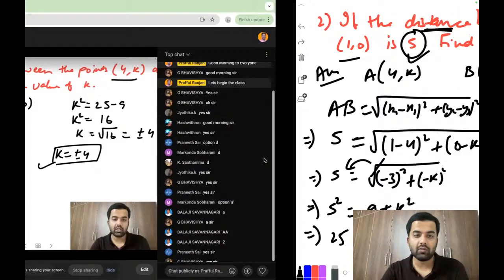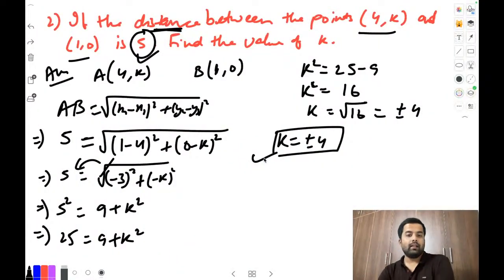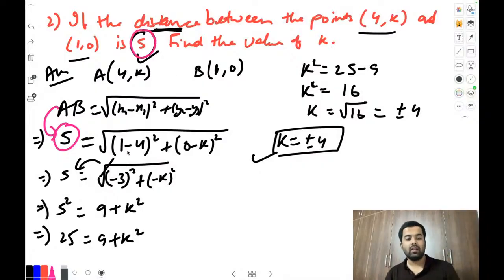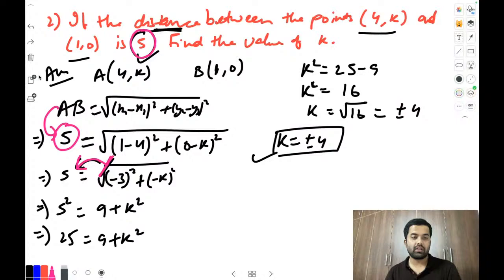I hope this is clear now what we did. Understood this, everyone? Already the distance was given. This one we kept as a distance. See, I'm just making a circle. This was the distance already given here, 5. So we just kept the value, and whenever you remove the root, that side becomes square. Okay, fine. Now question number 3.